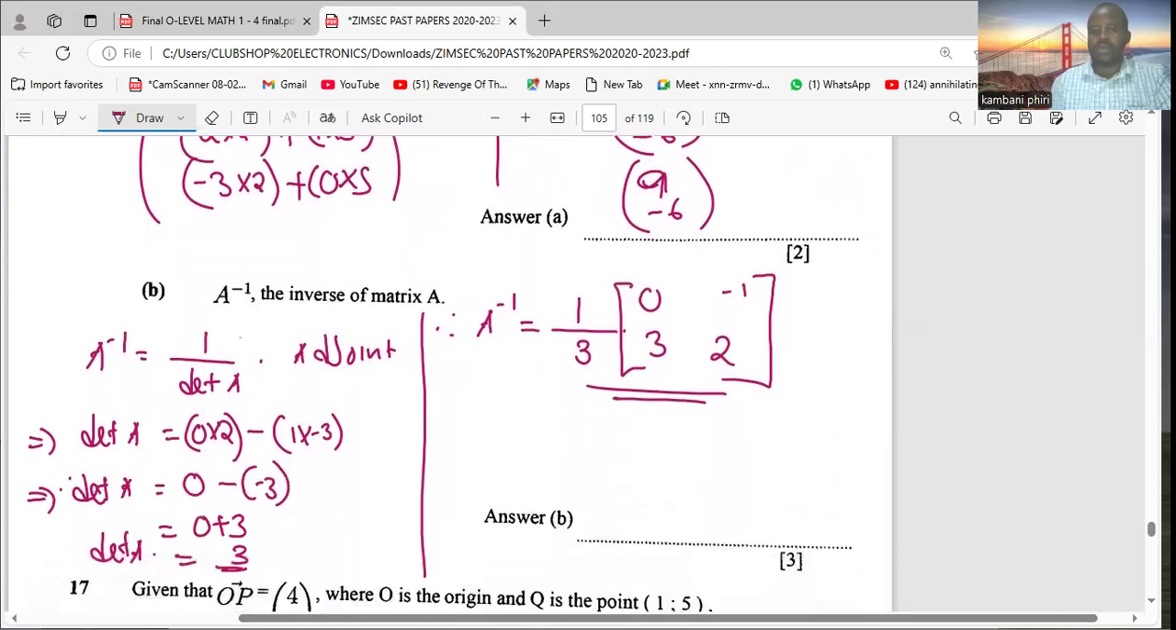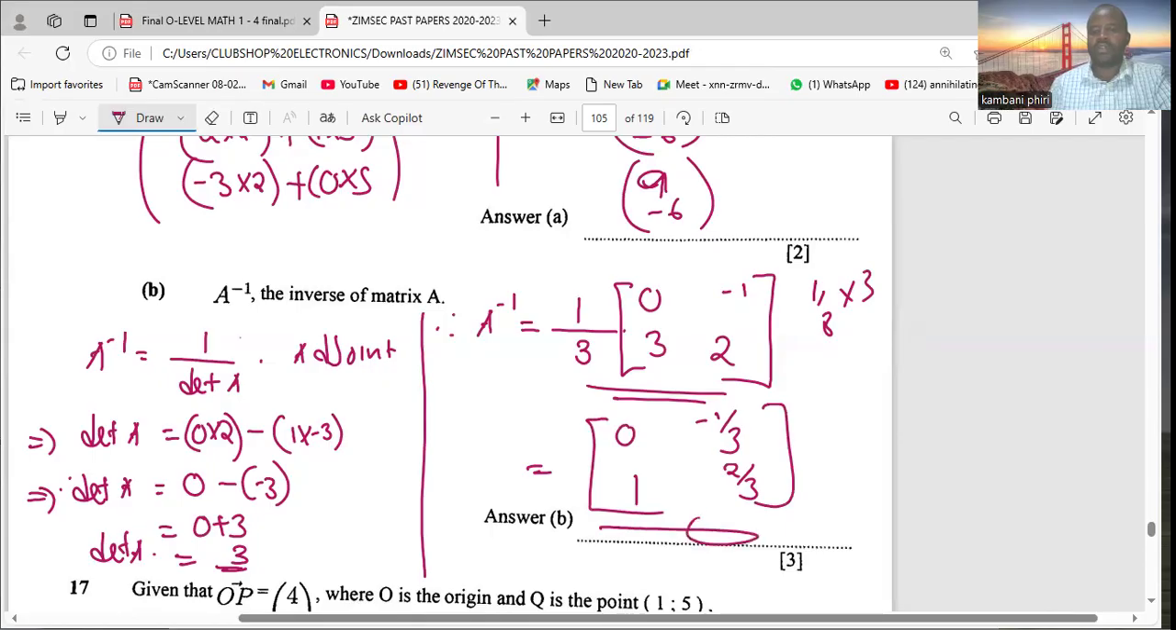But if you want to proceed, you can still multiply because this is your scalar. So 1/3 by 0, you have got 0. 1/3 by negative 1, negative 1/3. 1/3 by 3, you have 1. 1/3 by 2, you have got 2/3. So this is your solution.